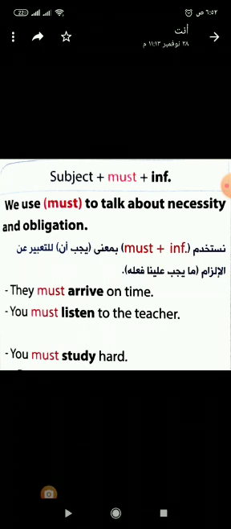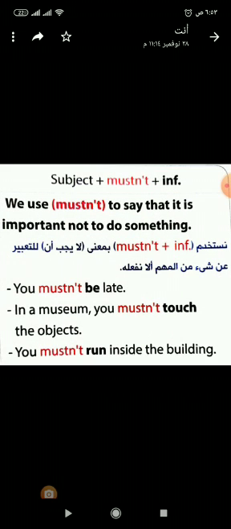For examples, number 1, you must arrive on time. Number 2, you must listen to the teacher. Number 3, you must study hard. After we talk about must to show things that are necessary to do, now let's learn about mustn't. We use subject plus mustn't plus infinitive to say that it's important not to do something.